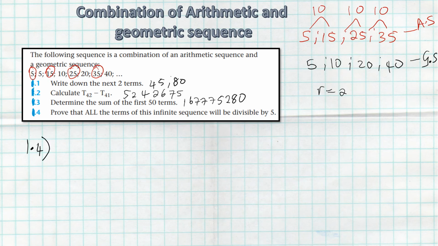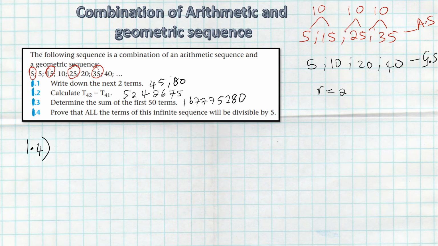Okay, 1.4. Prove that all the terms of this infinite sequence will be divisible by 5. So how do we prove that all the terms are going to be divisible by 5? So you simply calculate the general formula, and from the general formula, you simply have to show them that your general formula has a common factor of 5. So once you show them that, you have actually showed them that all the terms will be multiplied by 5, it means that definitely they're gonna be divisible by 5. So that's how we do.